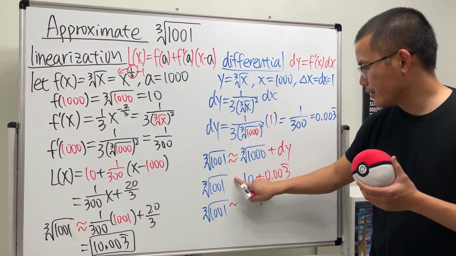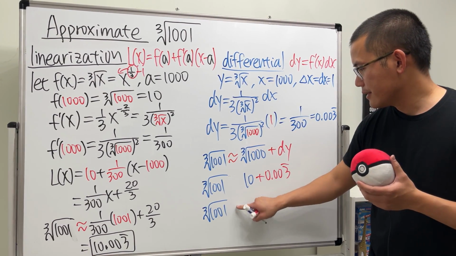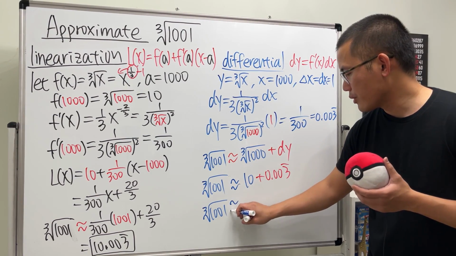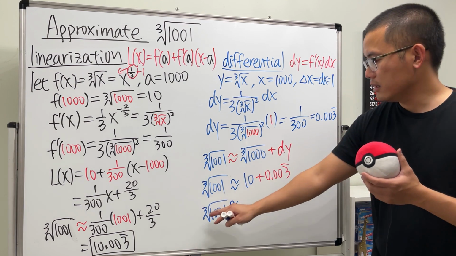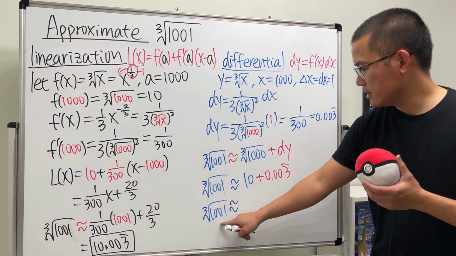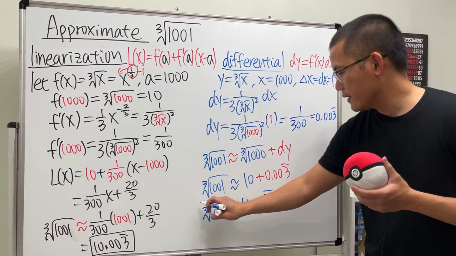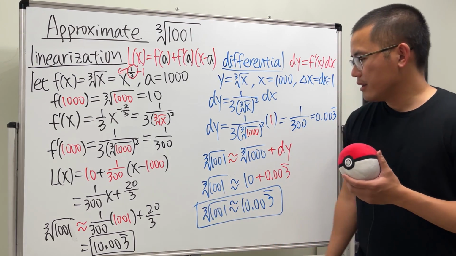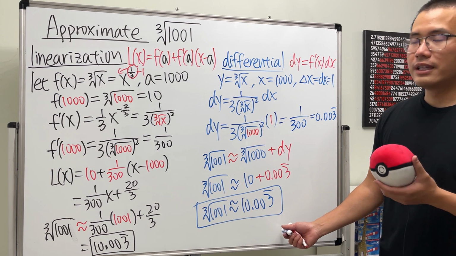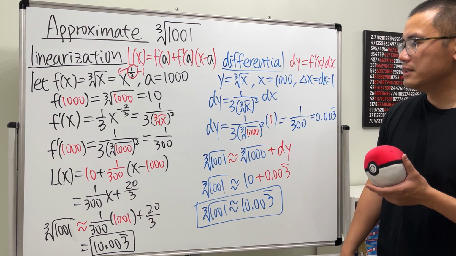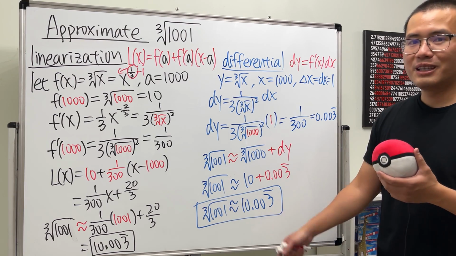So we are saying that the cube root of 1001 is approximately, and this is approximately. I'm looking at this like a line, so that's why I said this is approximately 10.003 with a bar. I think it looks like the differential way is usually easier, right? But yeah, it depends, up to you.